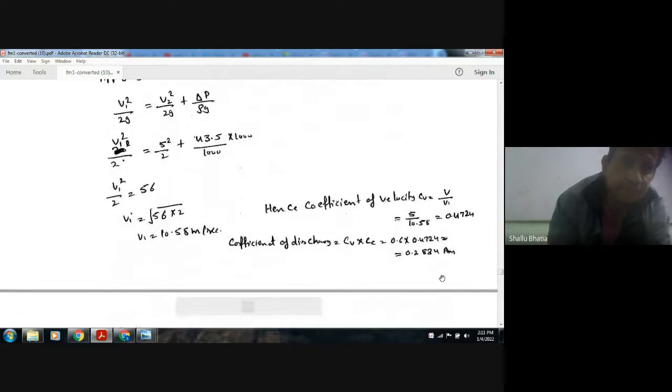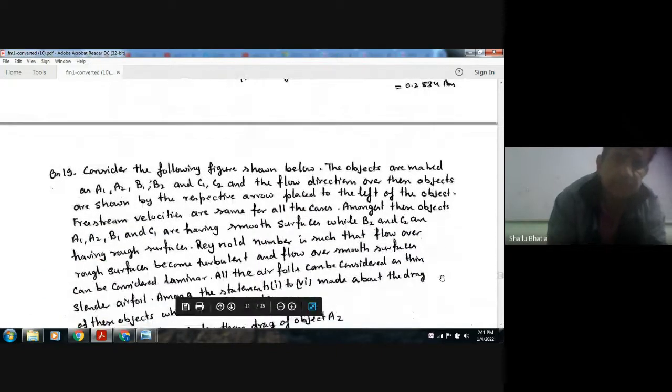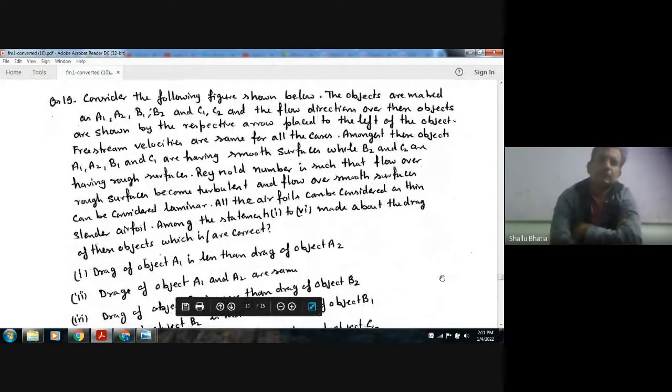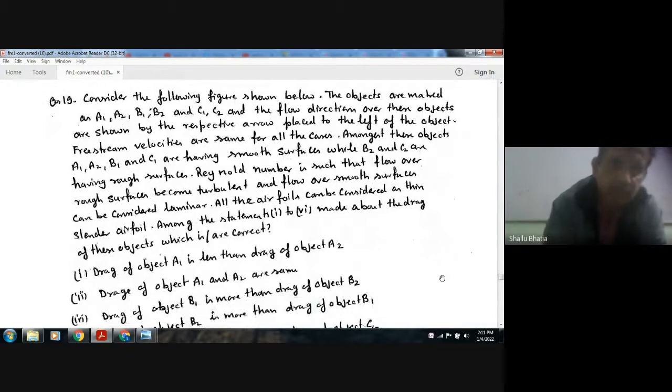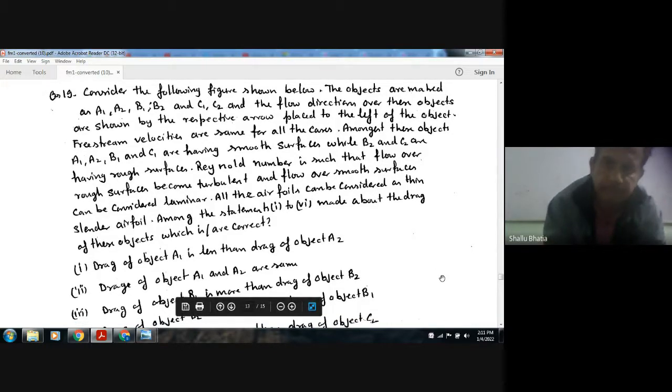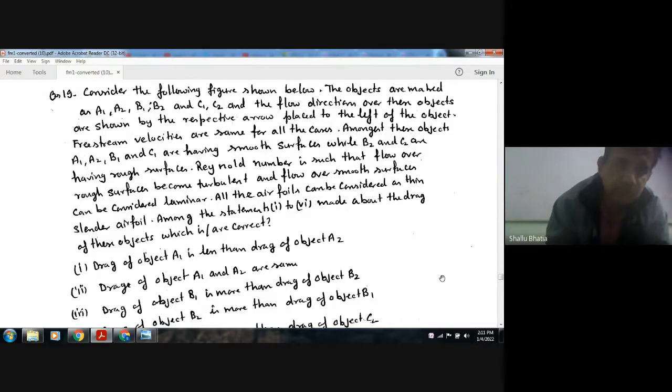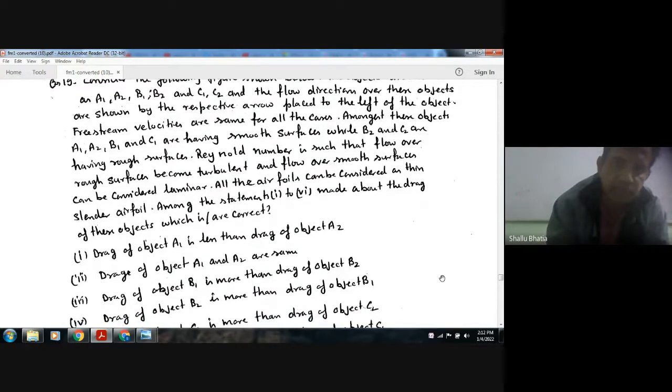Next, consider the following figure shown below. The objects are marked A1, A2, B1, B2, and C1, C2, and the flow direction over these objects is shown by the respective arrow placed to the left of the object. The free stream velocity is the same for all the cases. Among these objects, A1, A2, B1, and C1 have smooth surfaces, while B2 and C2 have rough surfaces.